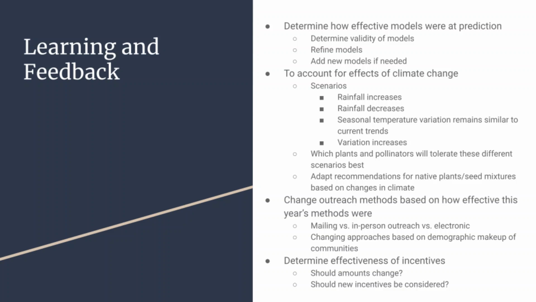To account for effects of climate change, 4 different scenarios will be considered, covering changes in rainfall and variation in seasonal temperature variation. They will change outreach methods based on how effective the year's method was, and they will determine the effectiveness of different incentives.